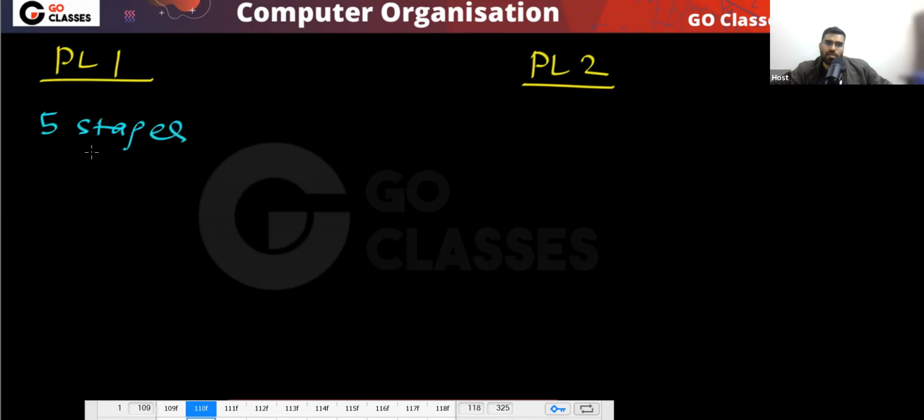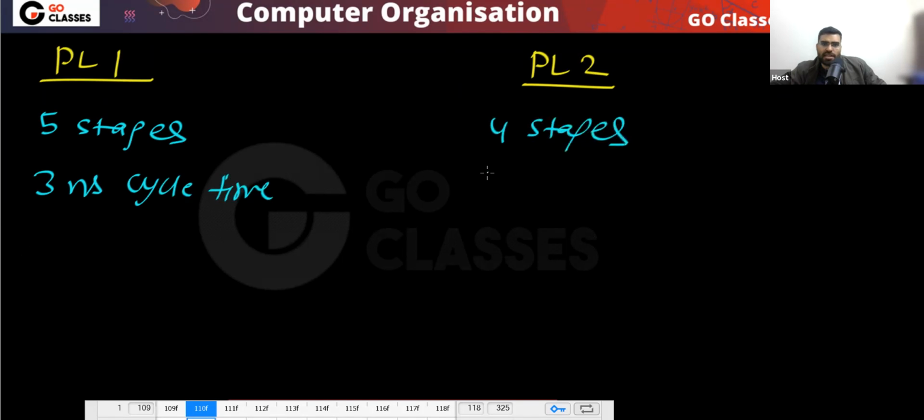The question is very simple. There are 2 machines, pipeline machine 1 and machine 2. This machine has 5 stages, but 3 nanosecond is the cycle time. And this machine has 4 stages. The number of stages is less, but the cycle time is 3.1. You tell me which you will prefer.